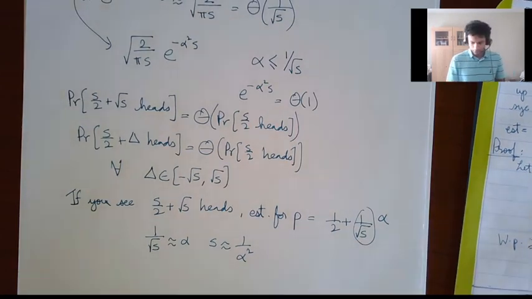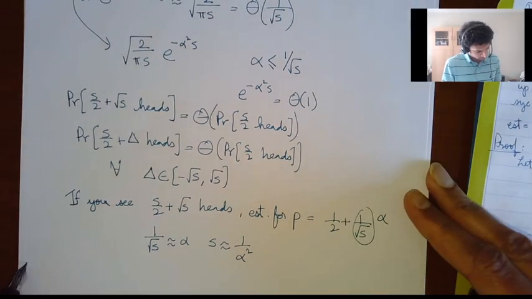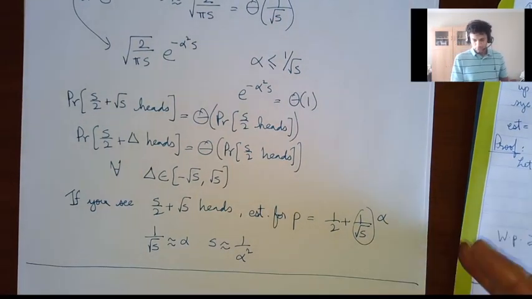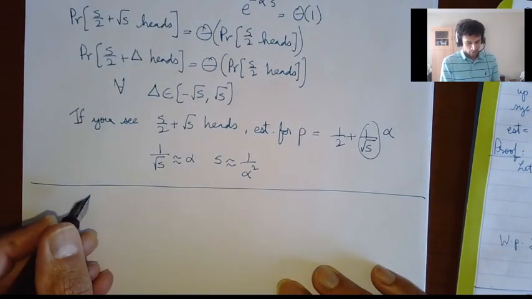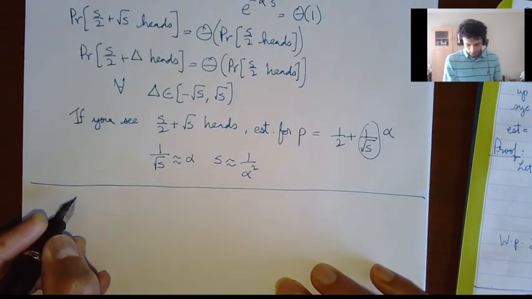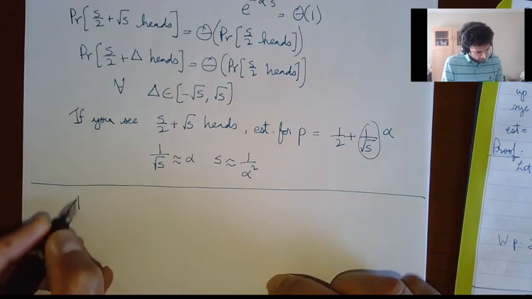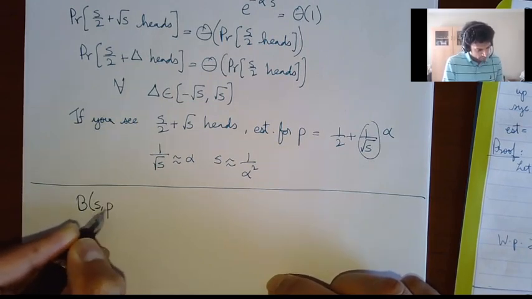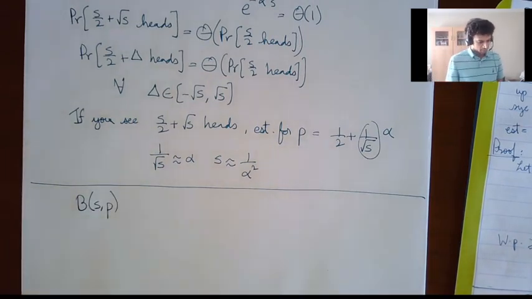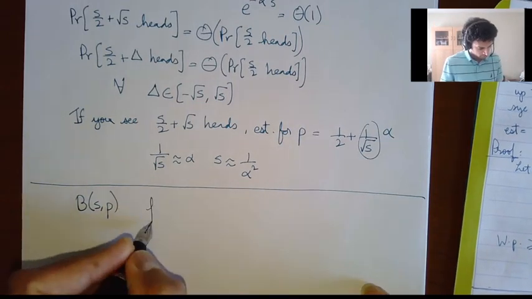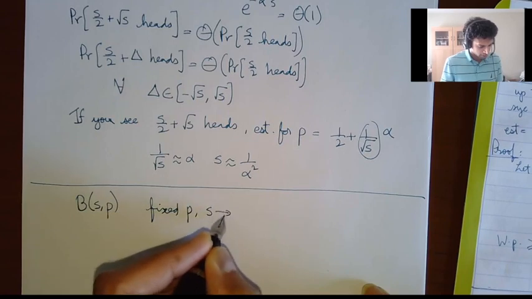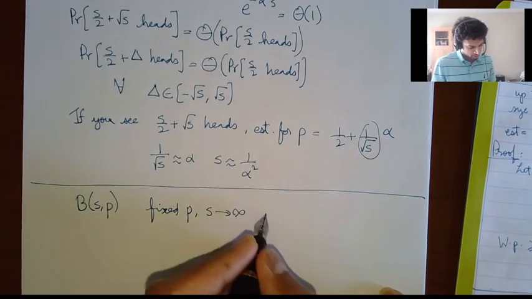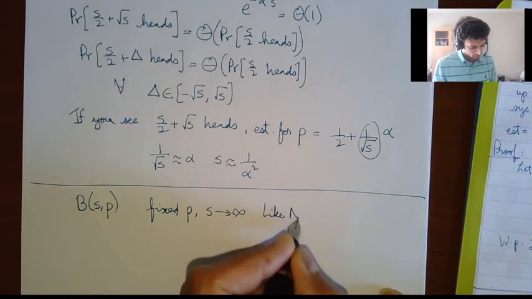So what I will actually show you, my next part, is to say, we were looking at BSP. So you fixed your P, and if you let S go to infinity, it's like a normal distribution.